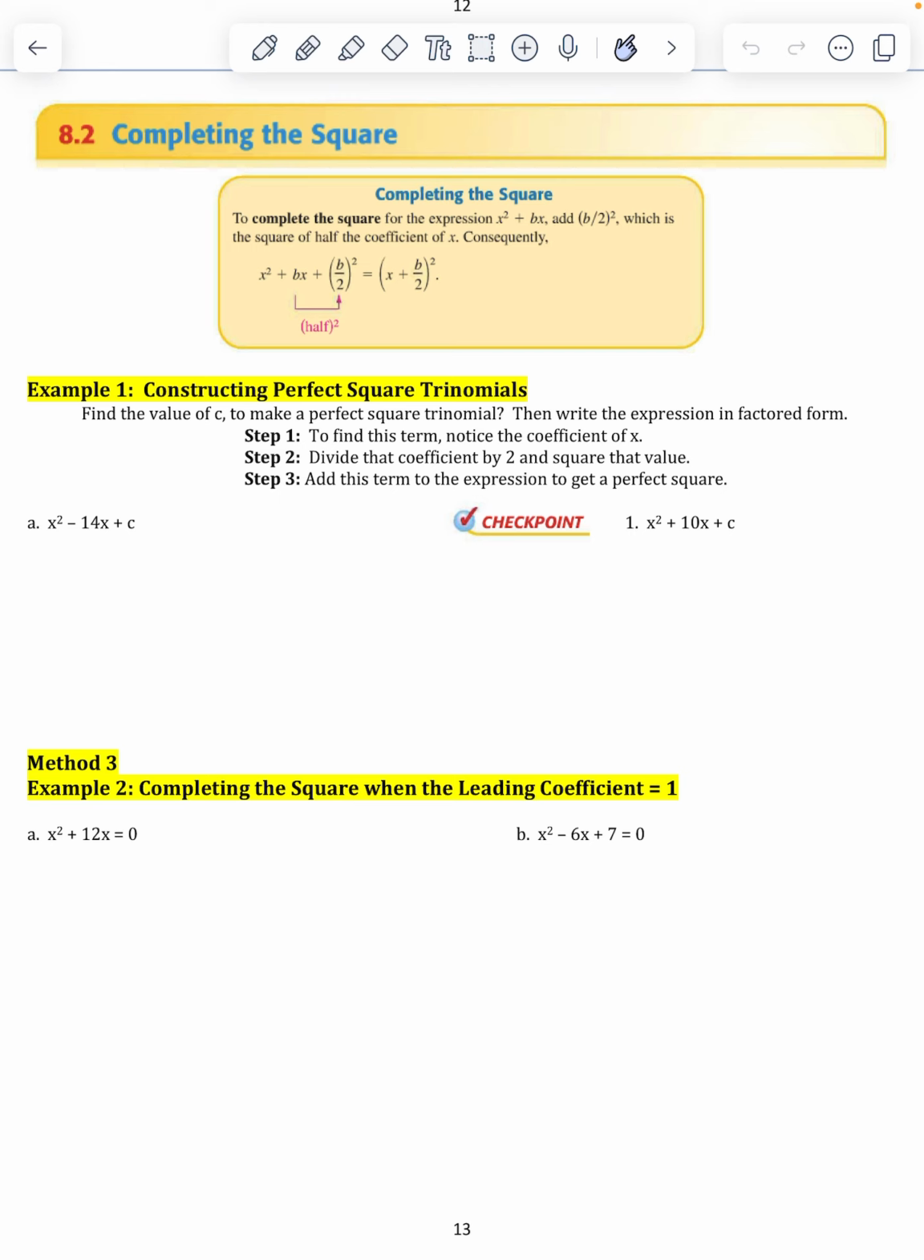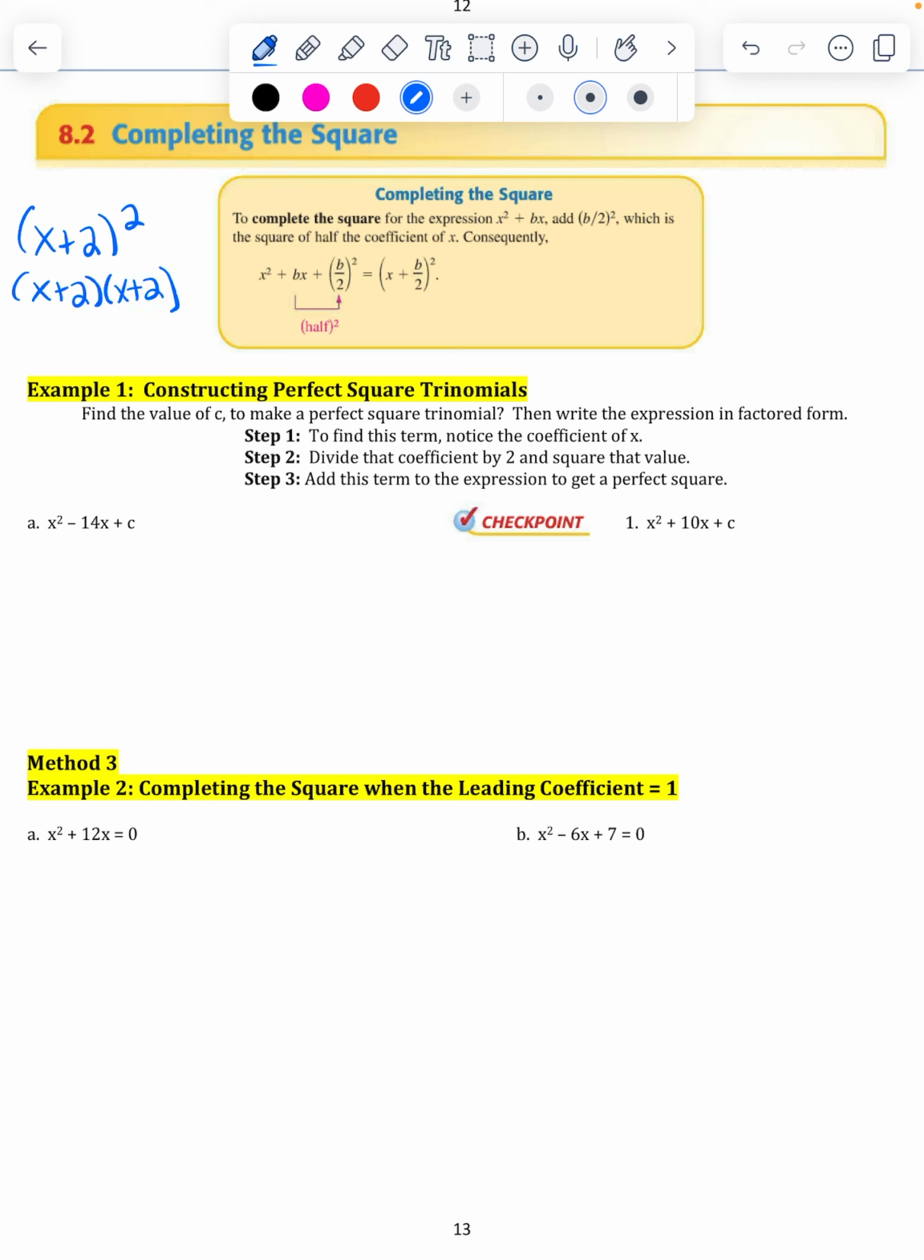To complete the square really means to figure out what the expression would have to be so that it is a perfect square trinomial. For example, a perfect square trinomial would look something like (x + 2)². (x + 2)² is the same thing as (x + 2)(x + 2), which in this case would be x² + 2x + 2x, which is 4x, and then 2 times 2 is 4. So the first example is constructing perfect square trinomials.